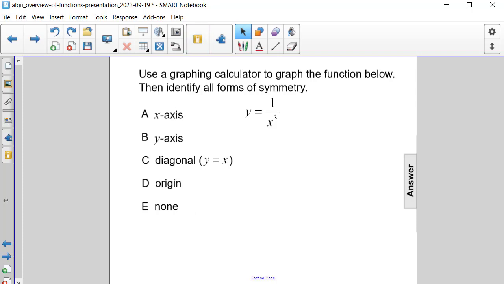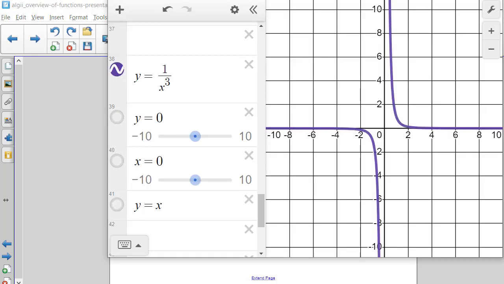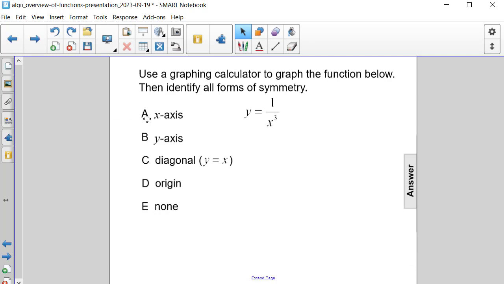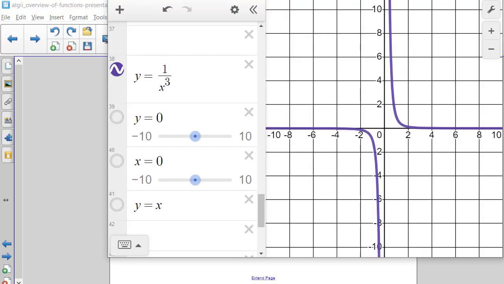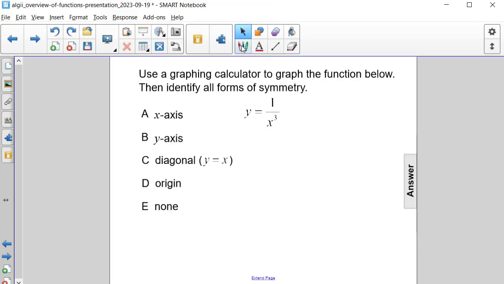So let's first graph the function y equals 1 divided by x to the third. If we do that, we're going to get this rational function that appears. And now let's actually test out our symmetry lines first. So the x-axis is y equals 0. If we draw that in as a dotted line, we can clearly see it's not symmetrical about this. It's not the same above and below, so it's definitely not answer choice A.